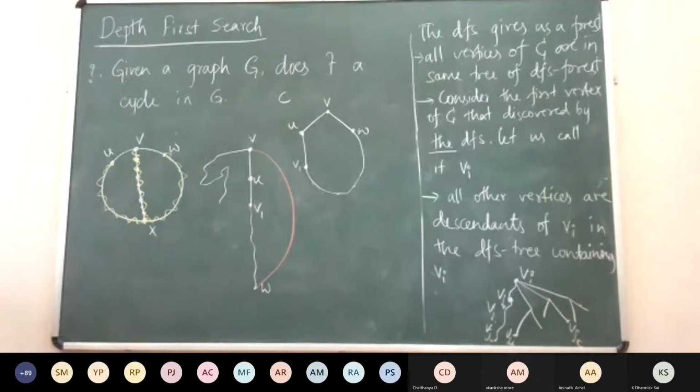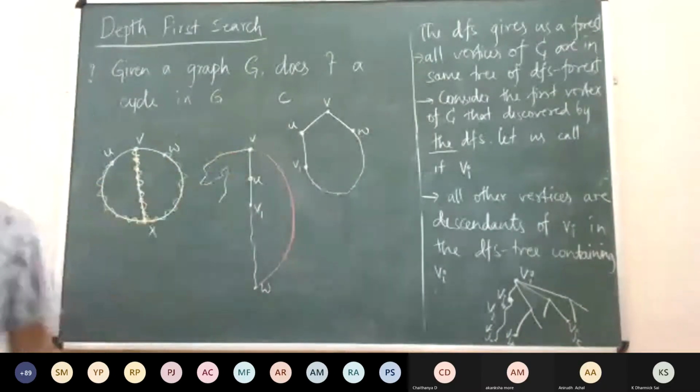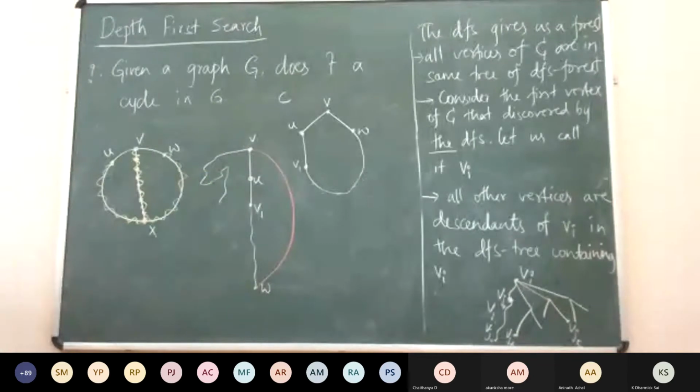That one of these things will always be a non-tree edge. You can just tweak this proof a bit more, right? And you will be able to do it. Okay, so any questions regarding this?